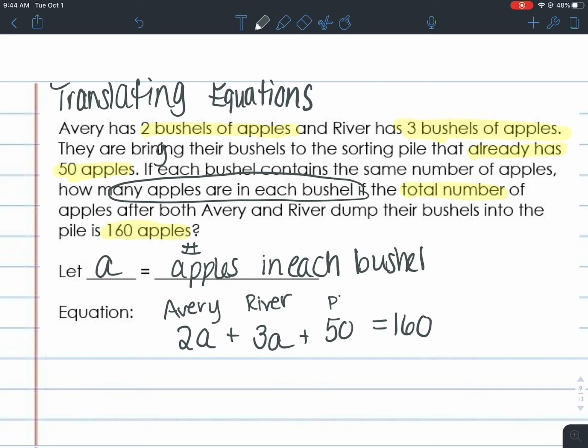So the 50 was on the pile. That's how you would set it up. And then when you solve it, it'd just be 5a plus 50 equals 160, and then you just subtract.